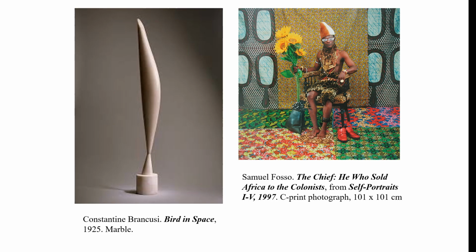So you might remember from chapter 1, we talked about a bronze version of Brancusi's Bird in Space. Here is a marble version. So you can sort of sense this soft skin-like texture in the sculpture. And then Samuel Fosso on the right-hand side, the chief, he who sold Africa to the colonists from his self-portrait series. This is, as far as I know, not photoshopped. He's sitting against this backdrop of patterned fabrics. So it's a photograph of actual patterned fabrics, creating an implied texture in a two-dimensional image.